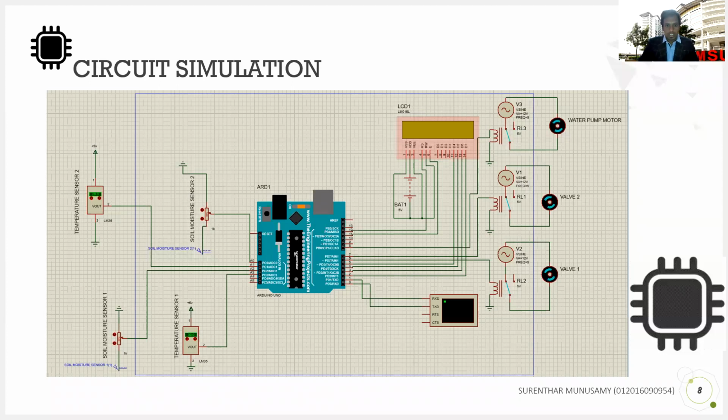So this is the circuit simulation. On the left-hand side there is a temperature sensor and a soil moisture sensor, which are the input to the microprocessor, the Arduino Mega 2560. For the output, we can see the monitoring system and also the electrical valves, valve 1, valve 2, and the water pump motor.